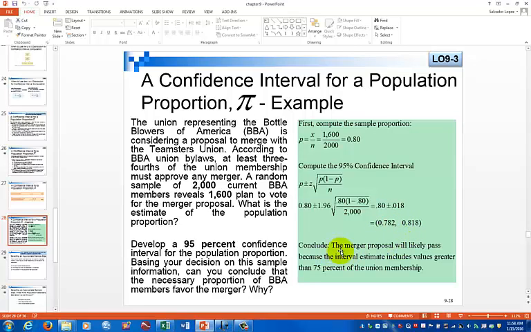The conclusion then is the merger proposal will likely pass because the interval estimate that we get includes values greater than 75% of the union membership. And that's the end of this section.